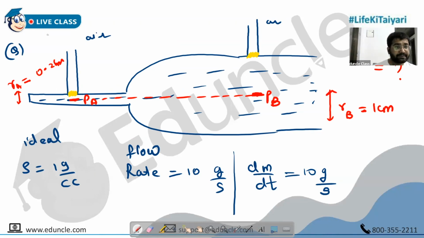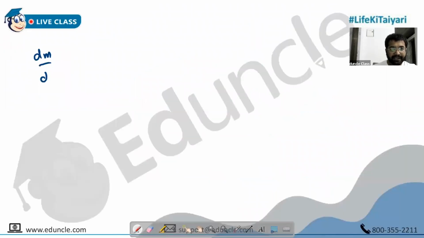Sir, what is the value of RA? 0.2 centimeter, and RB is 1 centimeter. So we have got dm by dt, which is given as 10 gram per second.